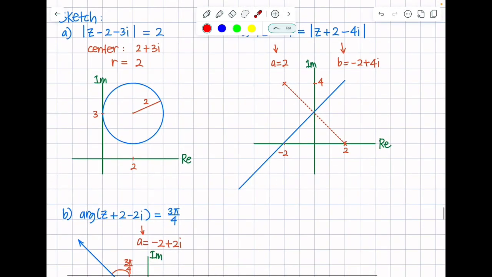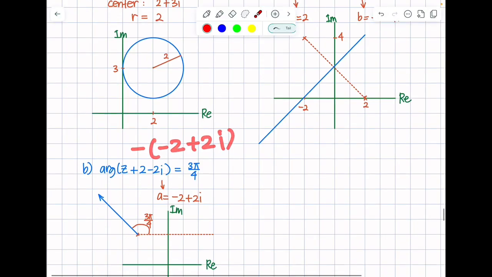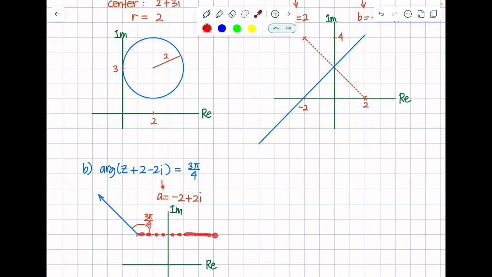The last one, argument z plus 2 minus 2i equals 3 pi over 4. So the a is negative 2 plus 2i. This is our starting point. And draw a horizontal line parallel to the real axis, and then make an angle 3 pi over 4. So the locus is a half line.